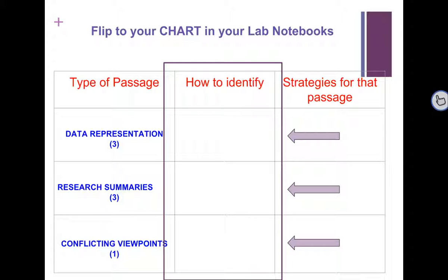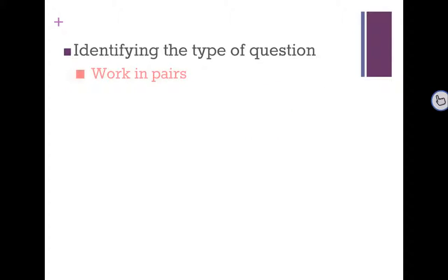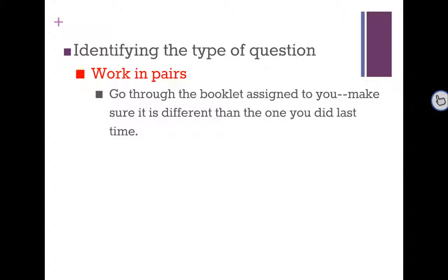What we're going to be doing is revisiting again the three types of passages: data representation, research summaries, conflicting viewpoints. And you're going to do the same activity that we had done the last time that you did ACT practice. You're going to work in pairs, whoever you're sitting next to. You're going to go through the booklet that's assigned to you. You want to make sure that it's a different color booklet than what you did last time, okay? So hopefully you can remember which one you had last time, and just make sure it's a different one.